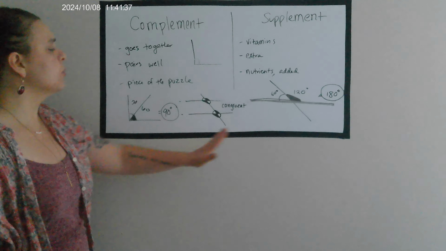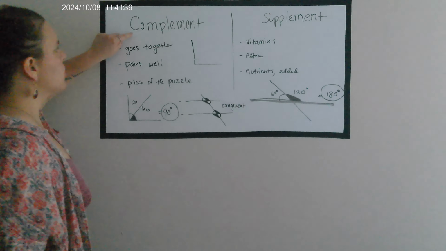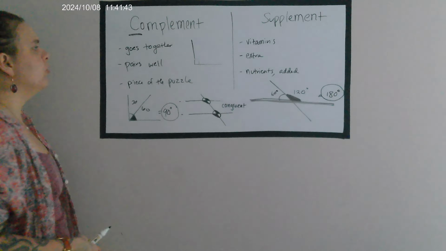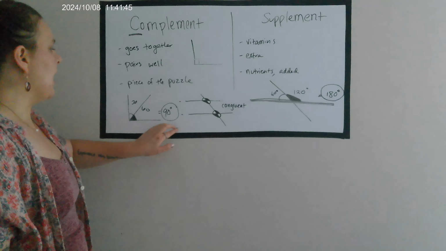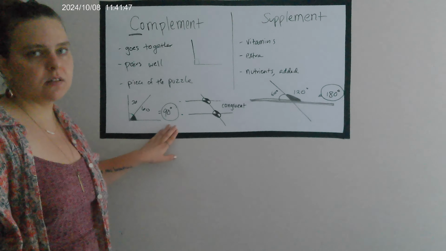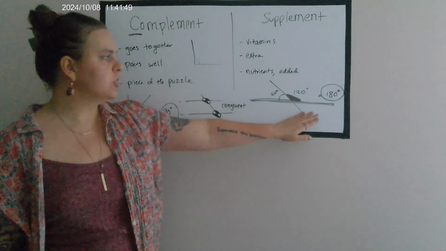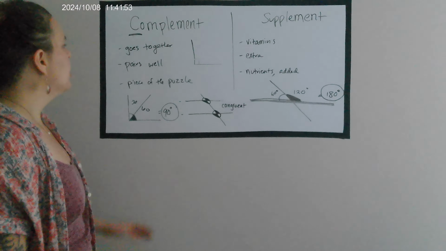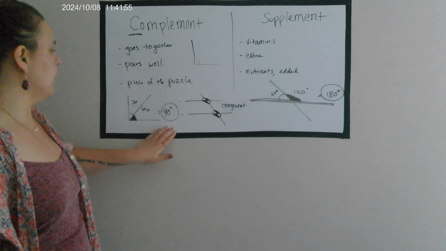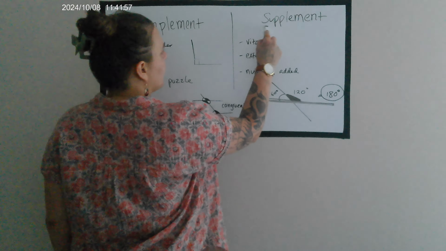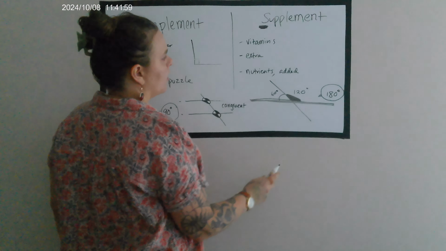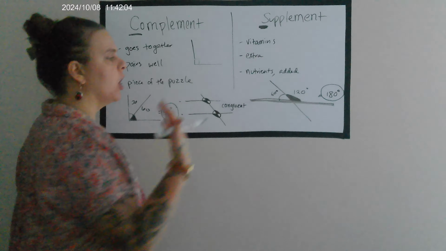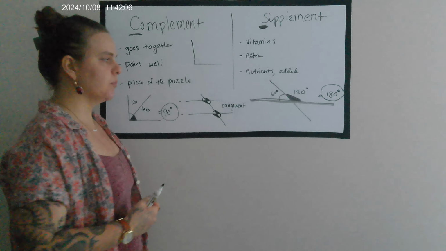Now, you can distinguish these because complement starts with a C, right? C comes first in the alphabet. And you have to have 90 degrees first, right? You can't have 180 degrees without at least a 90 degree in there somewhere. So C comes first, 90 degrees. Then you have S, which is later on in the alphabet, so it's 180 degrees, okay?